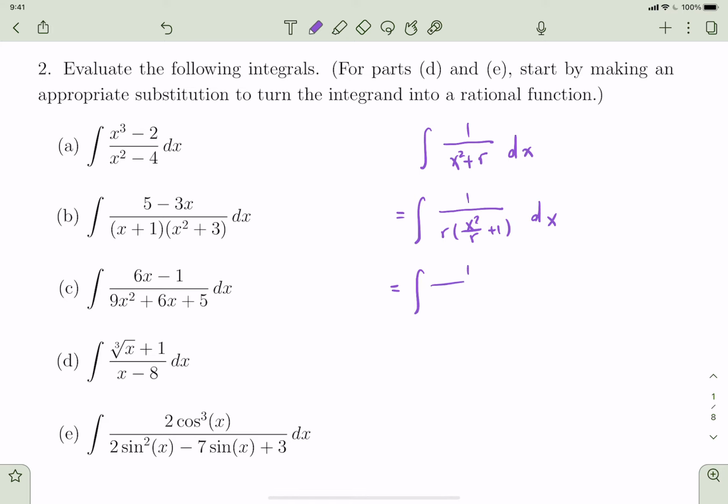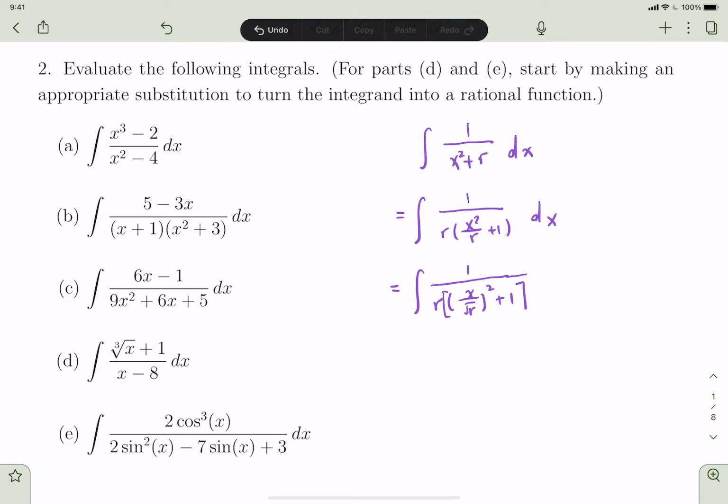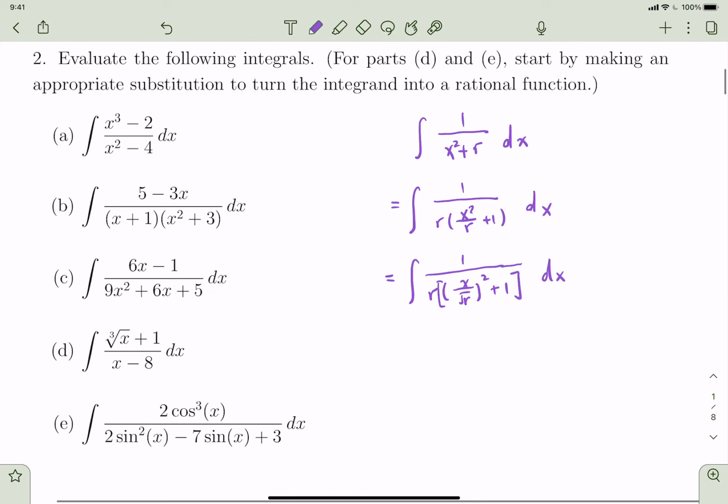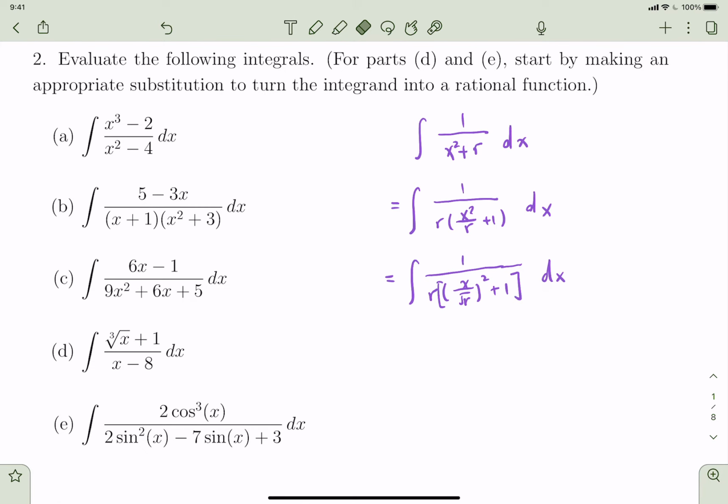And then you put that r into the square, so this becomes x divided by square root of r, squared, plus 1, something like this, dx. And you also decompose this r into square root of r times square root of r. And then you put one of the square roots into the differential sign here.